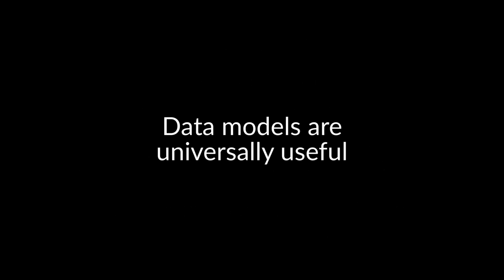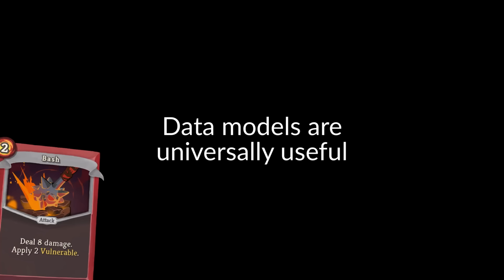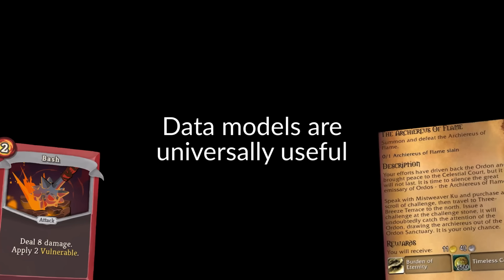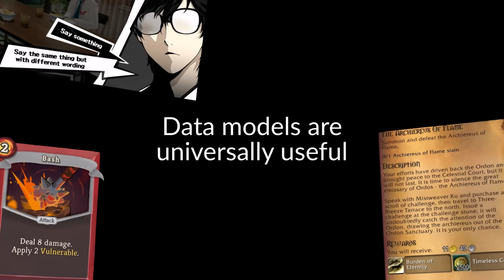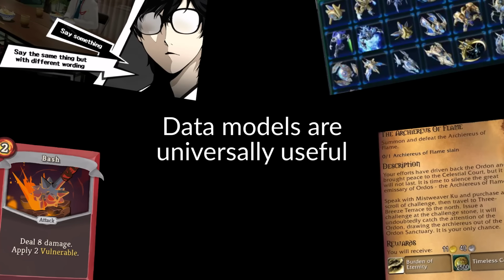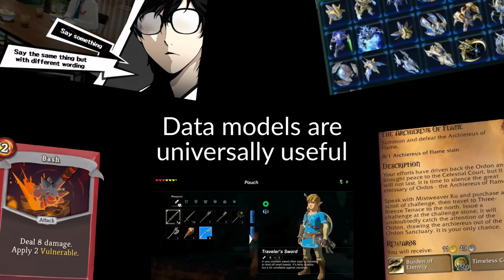Inventory items and crafting recipes are only 2 of the things you can represent with a data model. The same approach can also be used to model a lot of other things. For example, cards in a card game, quests and quest rewards in an RPG, dialogues, unit types in any kind of strategy or shooter game, weapon types, and a lot more.